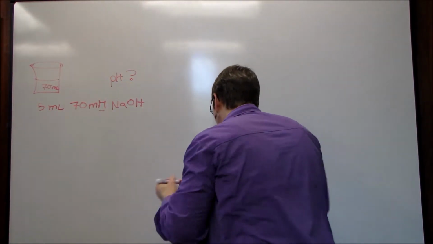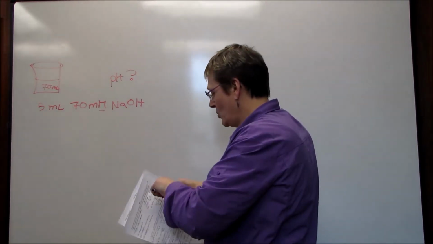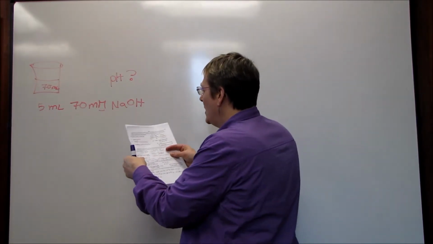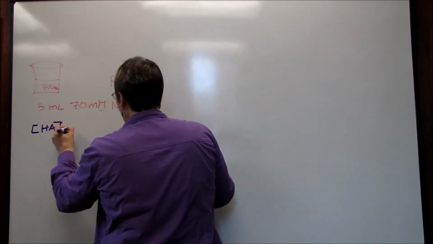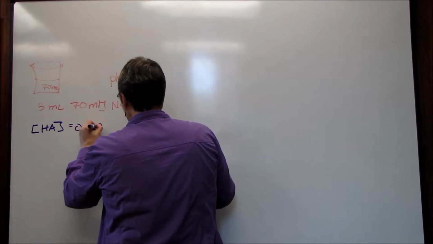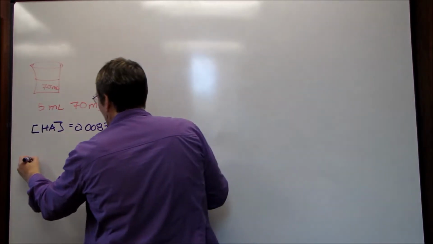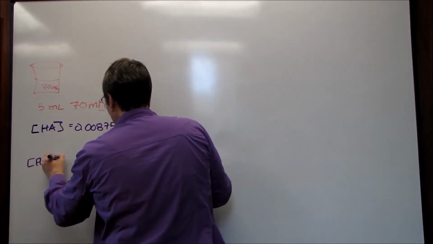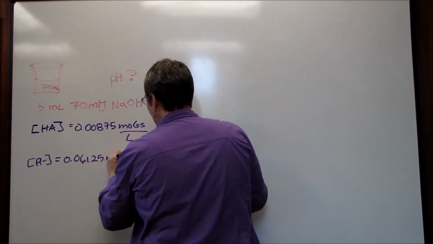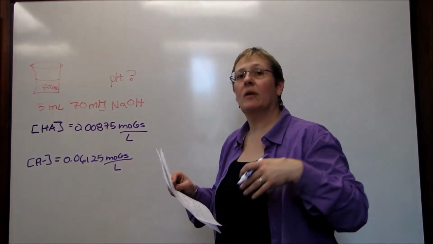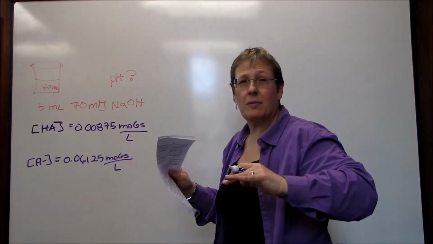So we can go back to what we had from the previous question to start. From the previous questions, the one where we figured out the buffer, we knew that the concentration of HA is 0.00875 moles per liter. Okay, and the concentration of A minus is 0.06125 moles per liter. Great, so we know what our concentrations were that we figured out the last time. Now we have to figure out how many moles we have in that beaker of each of these two species that are making up the buffer.